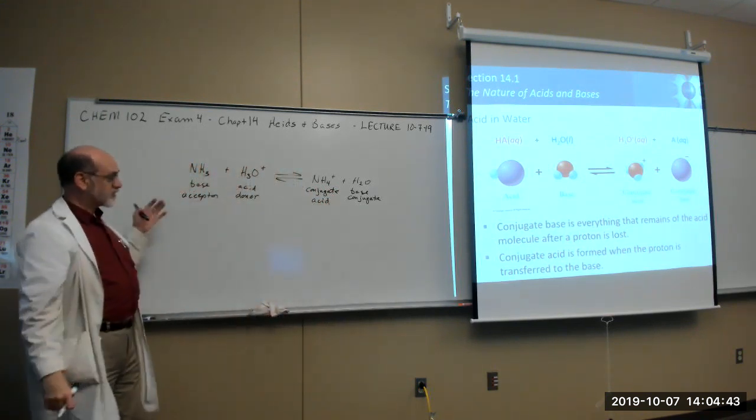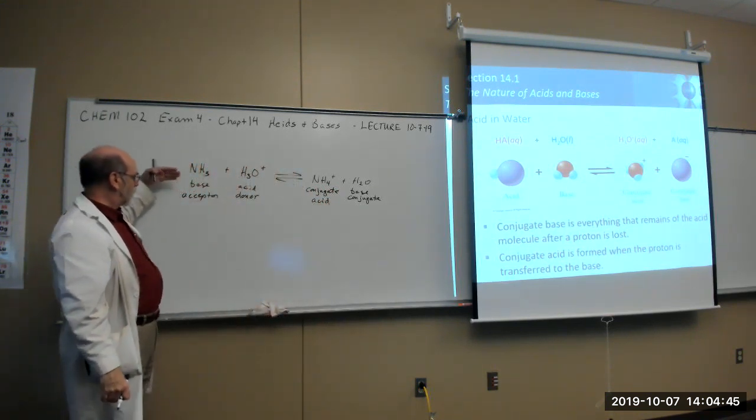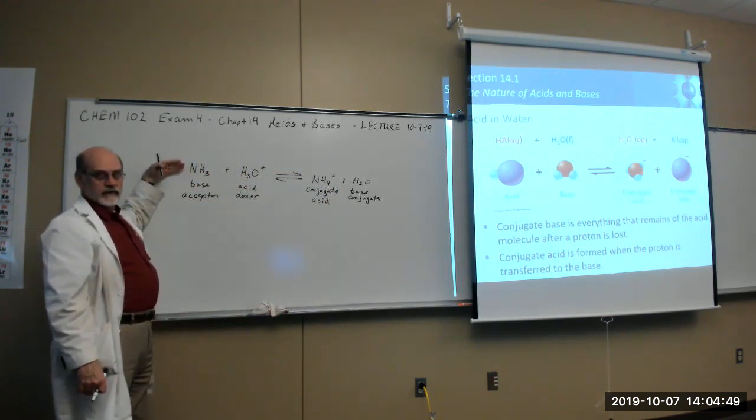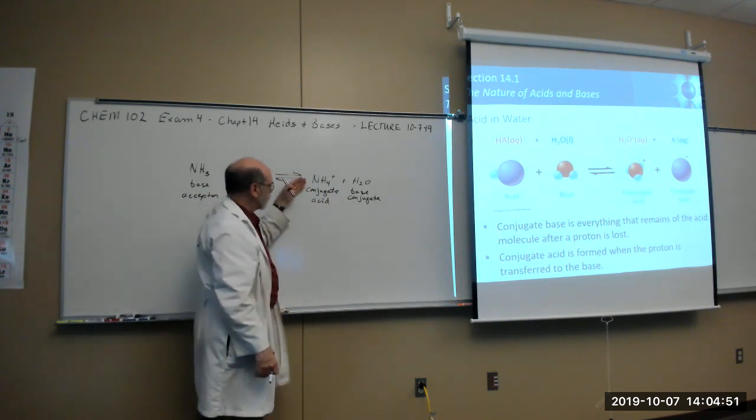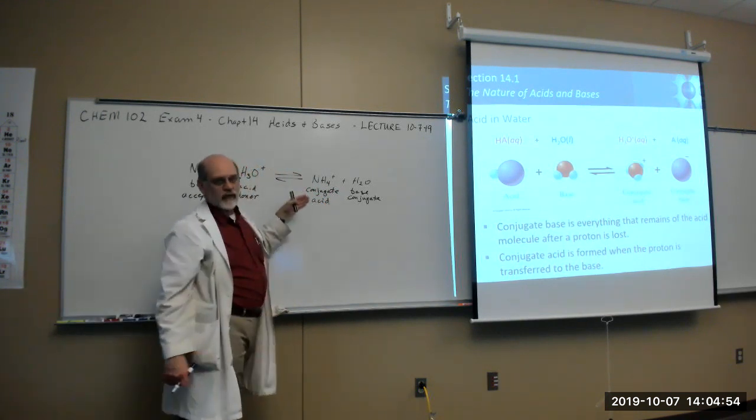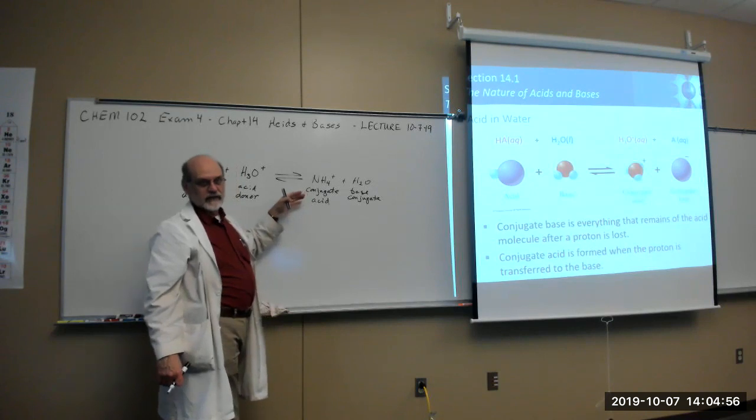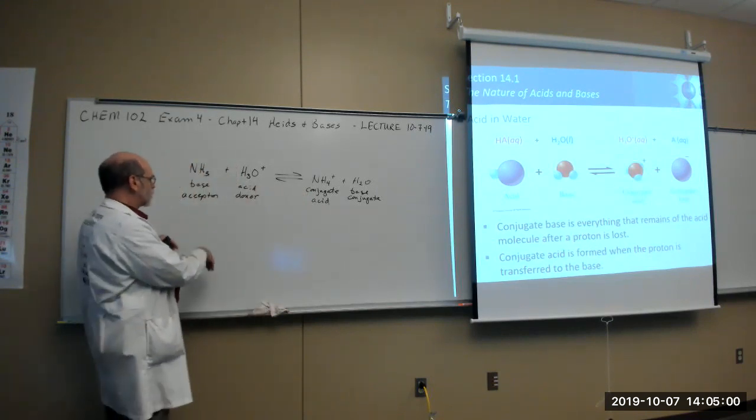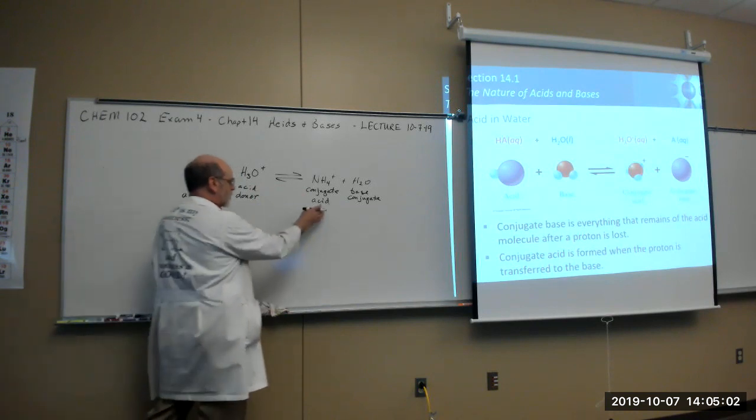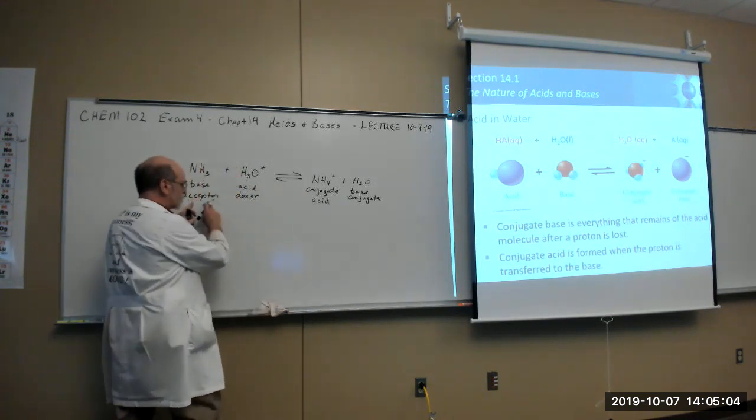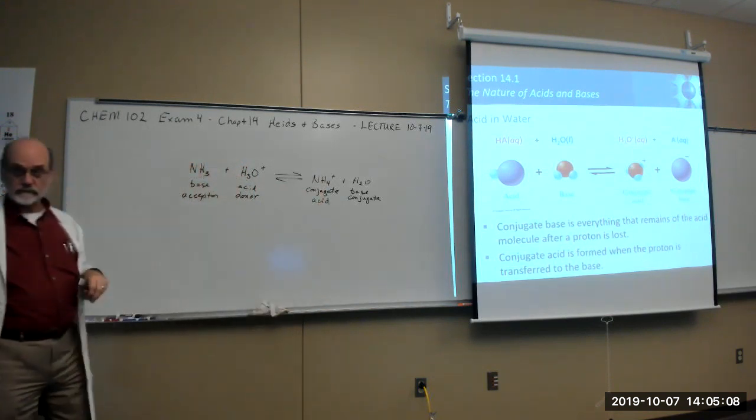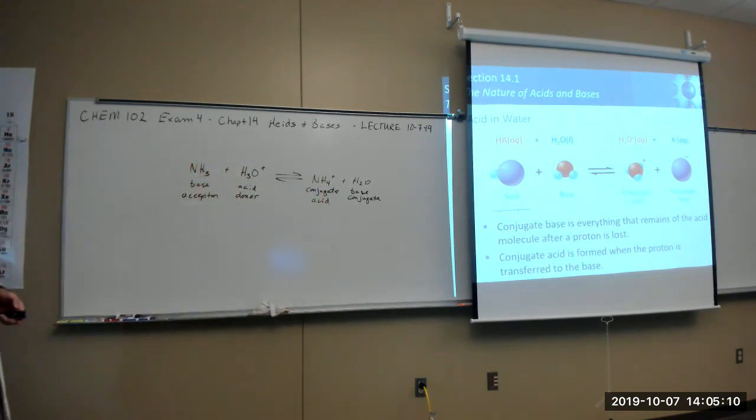Okay? That just means that on this side, that molecule was a proton acceptor. Now that it has that extra proton, it can be a proton donor. There's nothing spectacular about this. It's just that this side is acceptor, that side is donor. So that means this side is base and that side is acid. Okay? That's all that means.